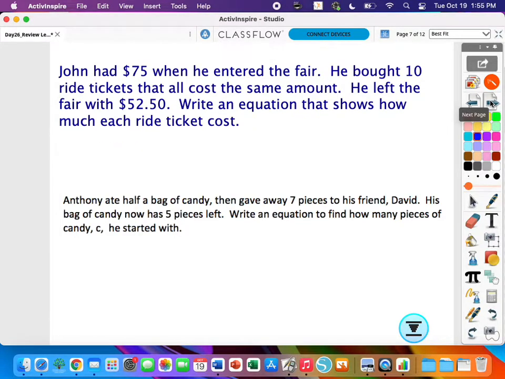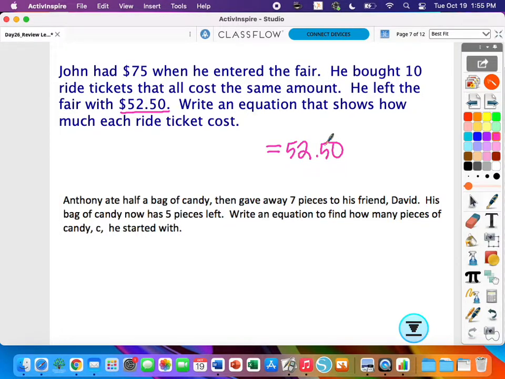John had $75 when he entered the fair. He bought 10 ride tickets that all cost the same amount. He left the fair with $52.50. Write an equation that shows how much each ride ticket cost. Okay, first of all, you have to figure out your total. It's very easy to mistake your total on this one because it tells you that he had $75. However, what is his most current total? Well, he left the fair with $52.50. $52.50 is going to be what you have right now.